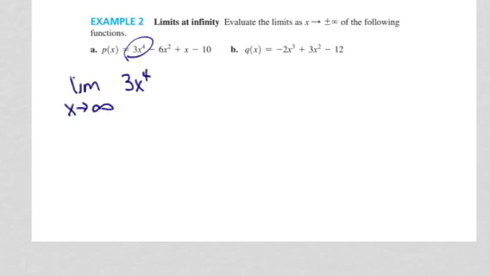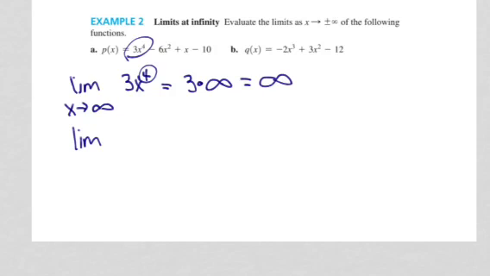All right, so if that were to happen and we were approaching positive infinity, essentially that means we're going to have 3 times infinity to the 4th power. And again, since it's an even power of 4, we know that that's going to be a positive infinity. And if I'm taking a positive 3 times a positive infinity, I will get positive infinity. So that would be my first answer to part A.